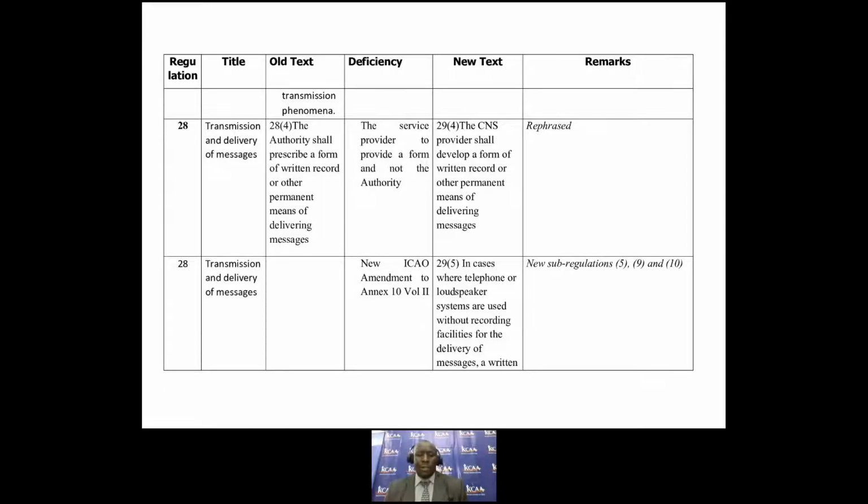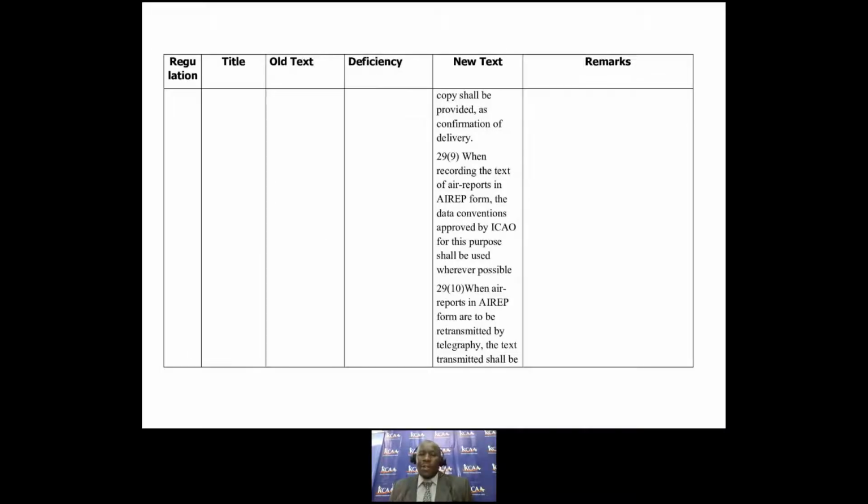A new standard which came up following Amendment 91 to Volume 2 of Annex 10 was incorporated in subregulation 5 under transmission and delivery of messages. It reads that in cases where telephone or loudspeaker systems are used without recording facilities for delivery of messages, a written copy shall be provided as a confirmation of the delivery. And then we have subregulations 9 and 10. These are new requirements or standards which we have accordingly incorporated.